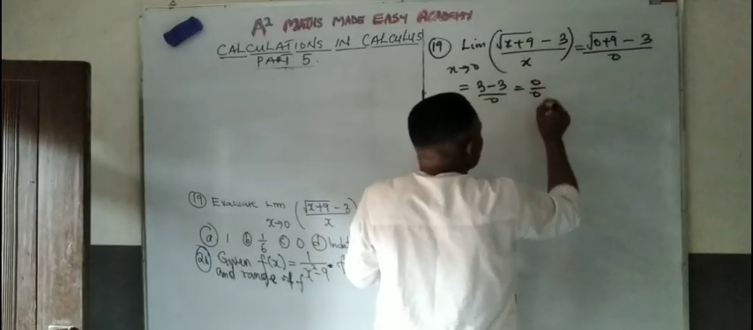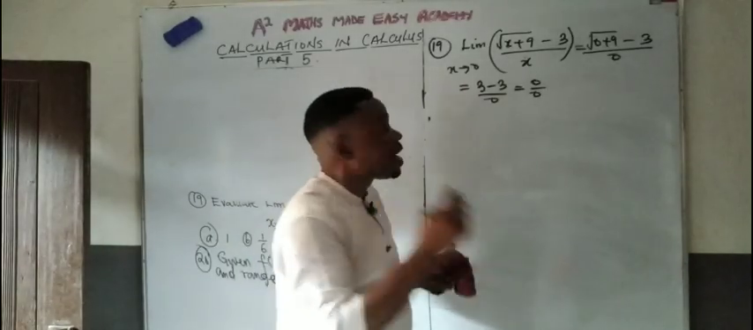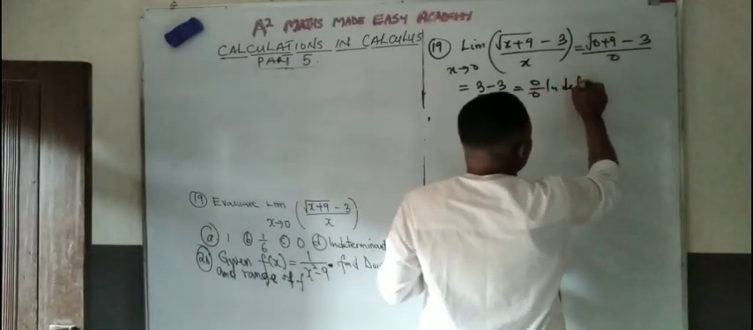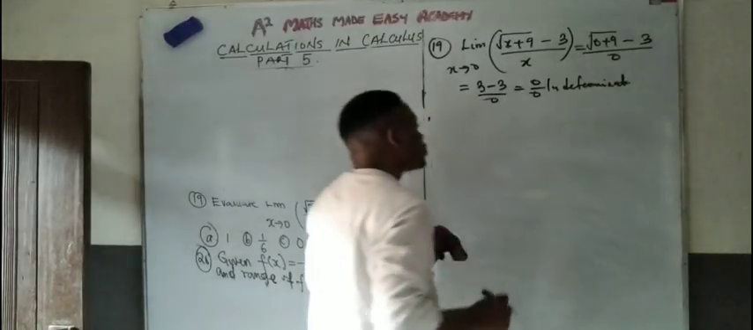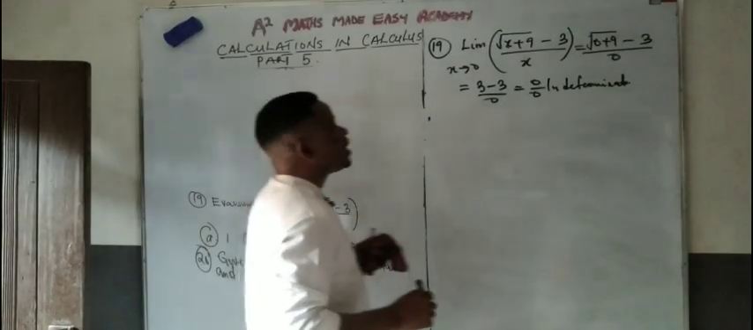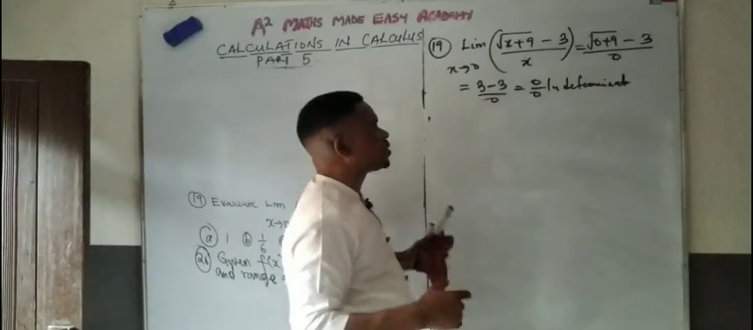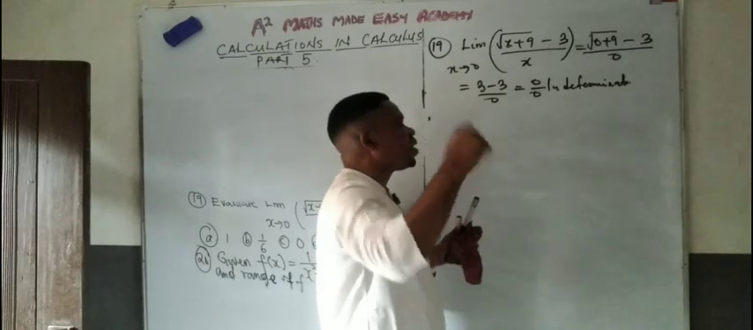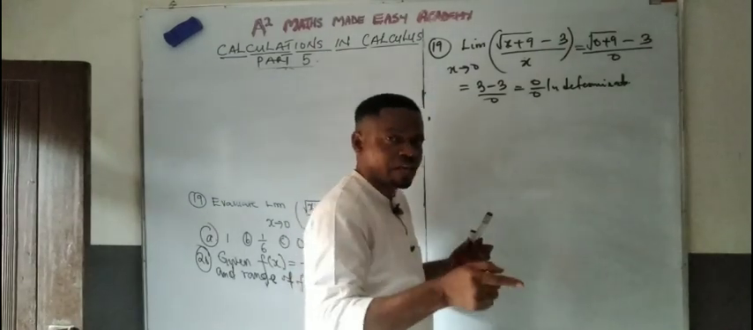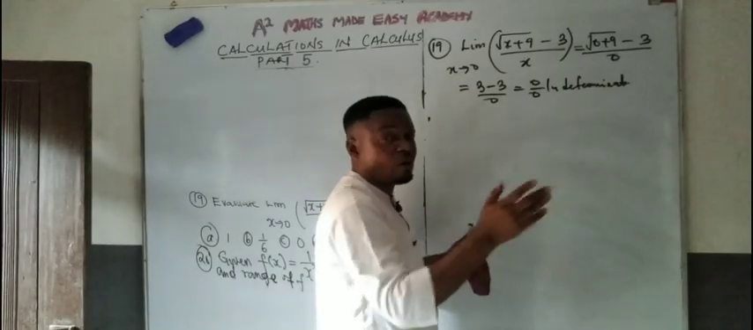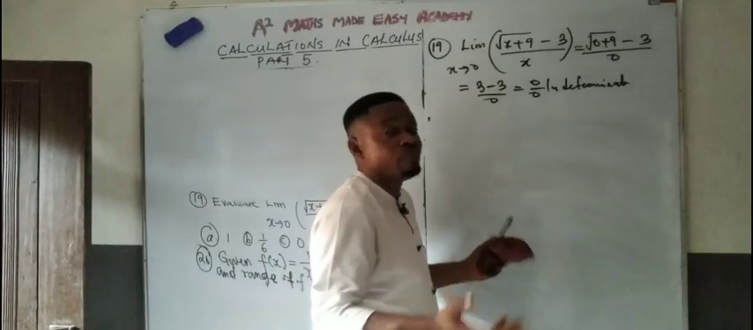0 all over 0. Anytime you punch your calculator, 0 over 0 will give you math error. And that math error means indeterminate. You cannot determine it. So that does not mean that it is a final answer. Any limit of a function where you encounter 0 over 0, such limit does not exist. Don't forget. And because it does not exist, we regard it as indeterminate. And that indeterminate can be solved further, using at least maybe 1 or 2 methods.